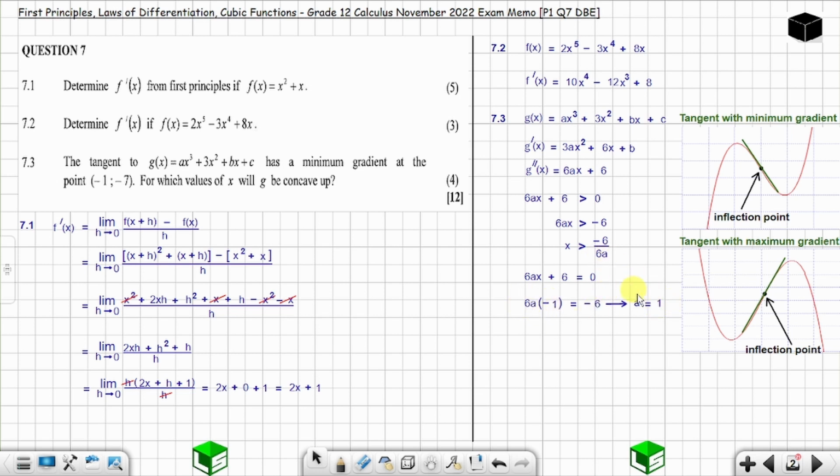Now you can substitute 1 for a. So x greater than negative 6 over 6 times 1, a is 1. This gives you x greater than negative 1. So for x greater than negative 1, the graph is concave up. You can also give this answer like this: x is an element of from negative 1 to positive infinity. For all these values, the graph is concave up.